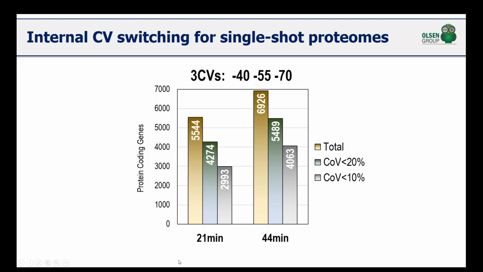And again, we can see that the quality of the data is really high, so the coefficient of variation between replica analyses is maintained also for the 44-minute gradients, to an extent where more than 5,000 proteins can be quantified with a CV of less than 20%.